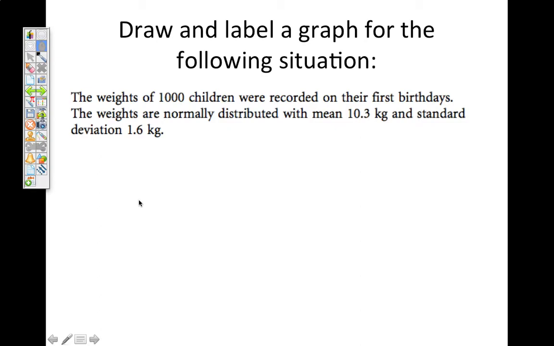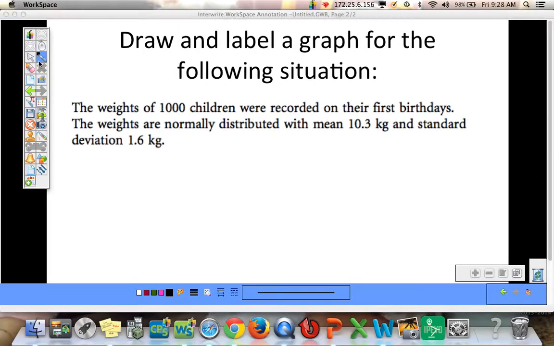It says, draw and label a graph for the following situations. The weights of 1,000 children were recorded on their first birthdays. The weights are normally distributed with a mean, an average of 10.3 kilograms and a standard deviation of 1.6 kilograms. So if we sketch what this looks like, we'll draw our curve here.